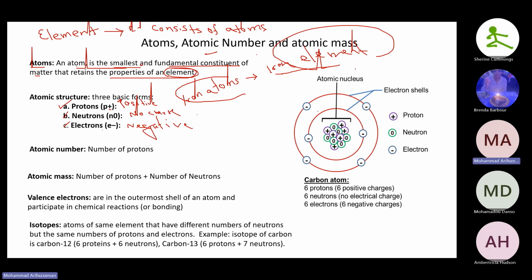Now you can see the atomic structure on the right corner of the slide. So each atom consists of the atomic nucleus. Let me use a different color. Atomic nucleus, that is in the center. The central part of an atom is the atomic nucleus, and the atomic nucleus contains proton and neutron. You can see these two important subatomic particles form the atomic nucleus. Proton and neutron form the atomic nucleus.